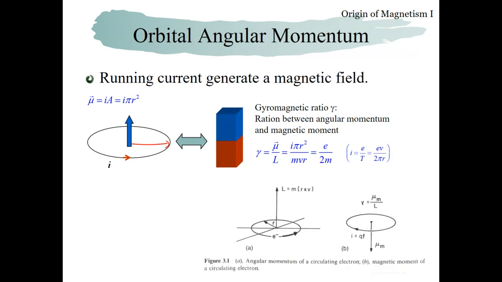And also, if you think about this motion of the electron, we have an angular momentum in this direction. But we have a negative charge for the electron. In this expression, we assumed the positive charge. The current means the positive charge. So the magnetic moment direction is actually opposite to the angular momentum. So we have a negative relation between these two quantities.